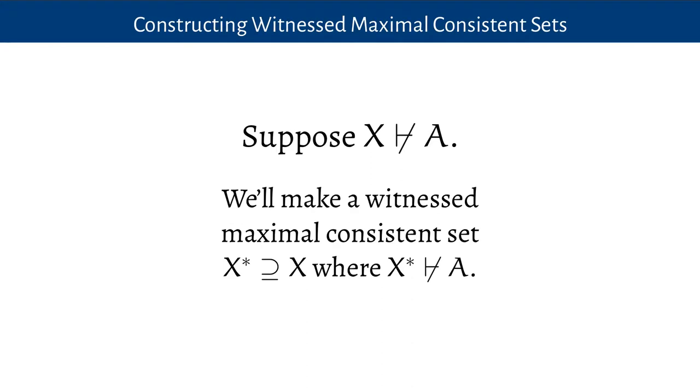So to finish our completeness proof, we need to actually construct a witnessed maximal consistent set. We're going to suppose that I can't prove A from X, and we're going to make a witnessed maximal consistent set which contains all the elements of X, but more, and which still doesn't allow us to prove A. And then we're going to use that as the raw materials for making a model which makes all of these things true, but still doesn't make A true. And so that's going to be a counterexample to our argument from X to A. So if we don't have a proof, we're going to end up with a counterexample.